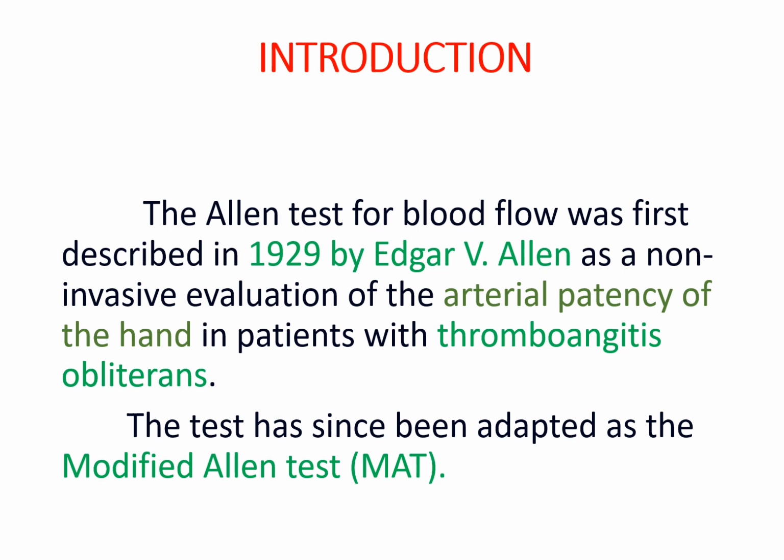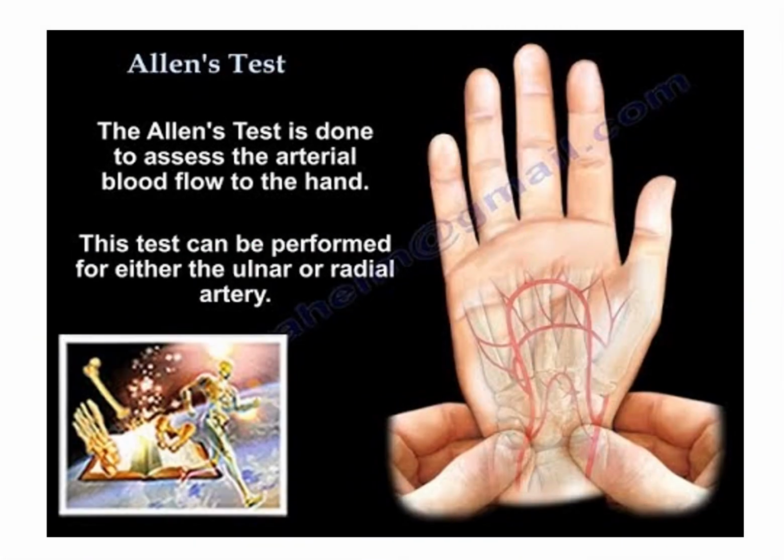A negative Allen test means that the patient likely does not have adequate dual blood flow, and the Allen test is done to assess the arterial blood flow to the hand. You can see how they are doing the Allen test, and the test can be done in either the ulnar or radial artery.